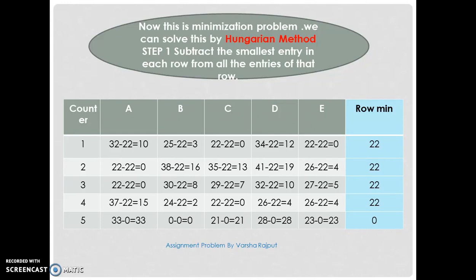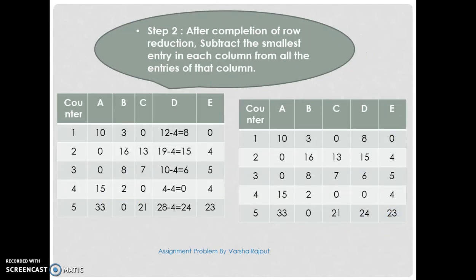The first step is to subtract the smallest entry in each row from all the entries of that row. So in the first row, 22 is the minimum value, so 22 will be subtracted from all values of that row. Similarly, in the second, third, fourth and fifth rows, the minimum of each row is subtracted. After this you will get the row reduced matrix.